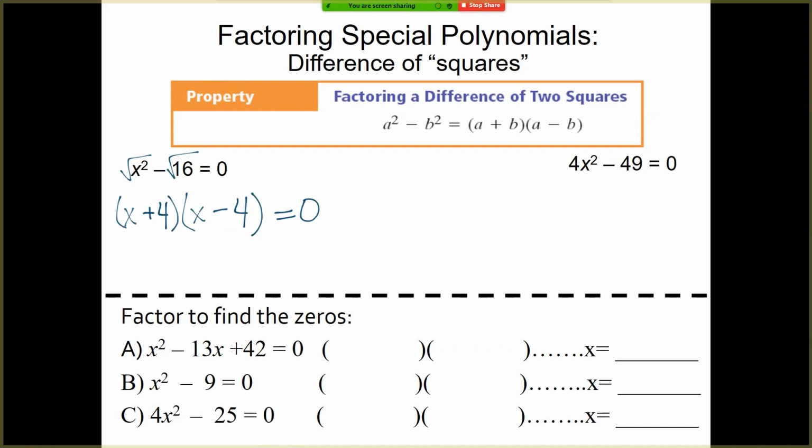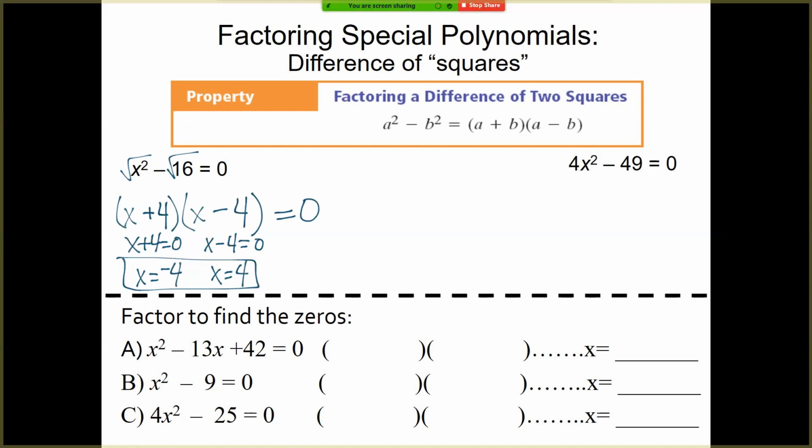So this is completely factored. Once we're factored, we're going to set our factors equal to 0. So x plus 4 equals 0, x minus 4 equals 0. Gives me two answers, x equals -4 and x equals +4.